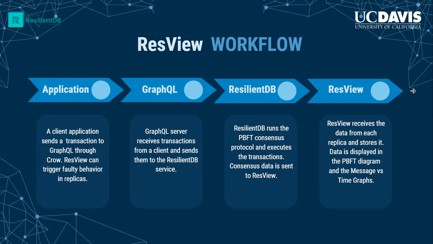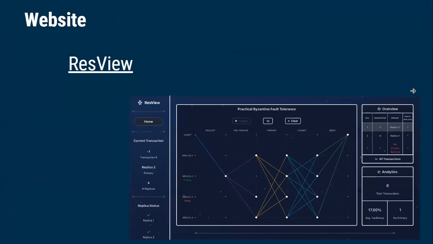As this is being done, the consensus data is going to be collected in ResilientDB, and once the transaction either succeeds or fails, it's going to essentially send the consensus data up to ResView. Finally, ResView is going to receive the data from each replica and then store it. So we're going to collect all of the data simultaneously. The data is then transformed and displayed in the PBFT diagram and message versus time graphs for the user to observe and draw conclusions from.